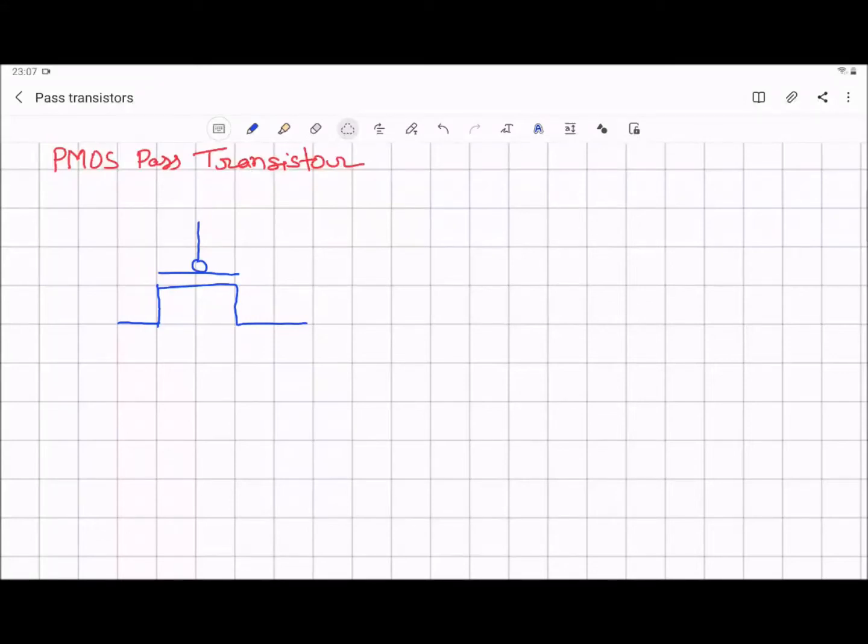Now we are familiar with the working of NMOS pass transistor. In this video we will see the working of PMOS pass transistor. The schematic symbol of PMOS pass transistor is shown in the figure. Few points about PMOS pass transistor.